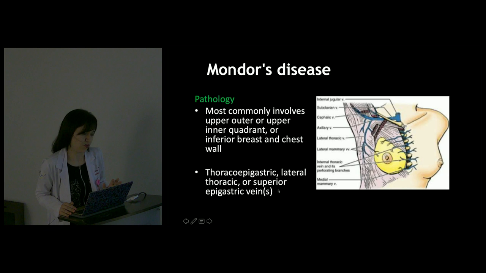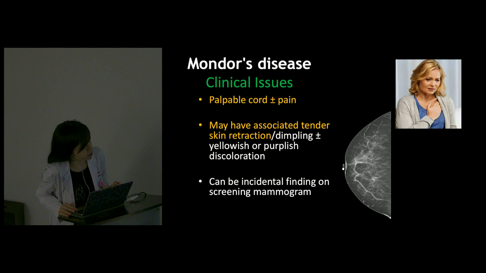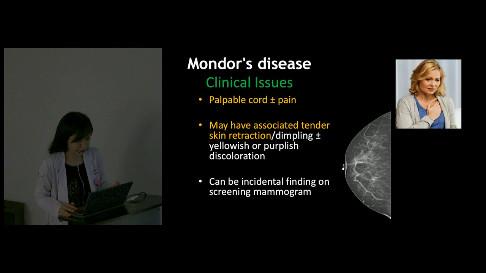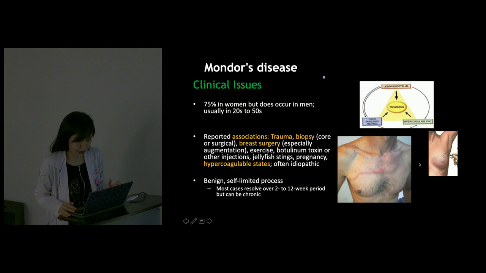As for the clinical issues in this pathology, patients with this disease often have abrupt onset of superficial pain, may have associated tender skin retraction, dimpling, yellowish or purplish discoloration, and it can be an incidental finding on the screening mammogram. This entity is a benign and self-limited process.